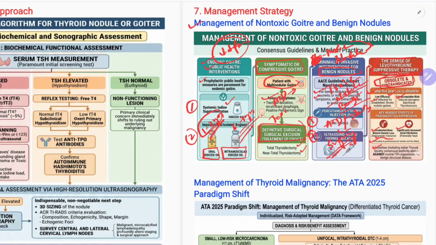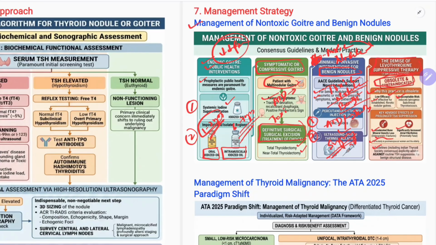If they are non-toxic, for a simple iodine deficiency, you give iodine, either by iodized salt in isolated regions, or iodized oil, which you can give orally or by intramuscular injection. And for a single benign nodule, you can give either percutaneous ethanol injection or ultrasound guided thermal ablation.